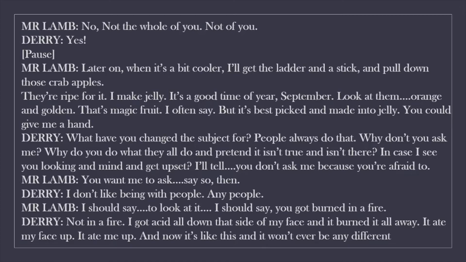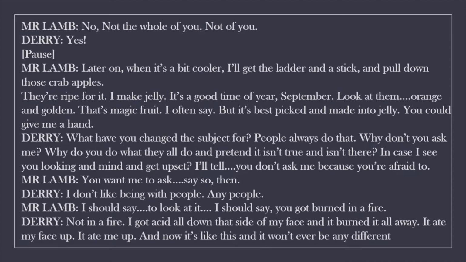Then he pointed out that Mr. Lamb was changing the topic just like other people did, because just before this they were talking about how people react to his burnt face. So Derry didn't like the way Mr. Lamb changed the subject. He added that Mr. Lamb didn't ask him about his face because he was afraid of asking about it.